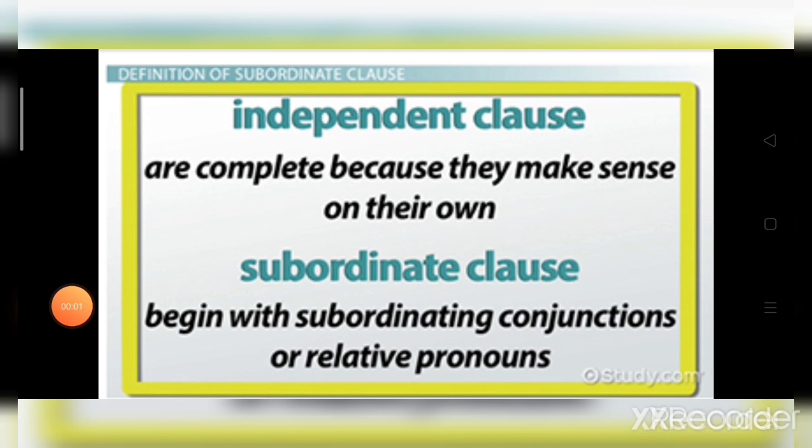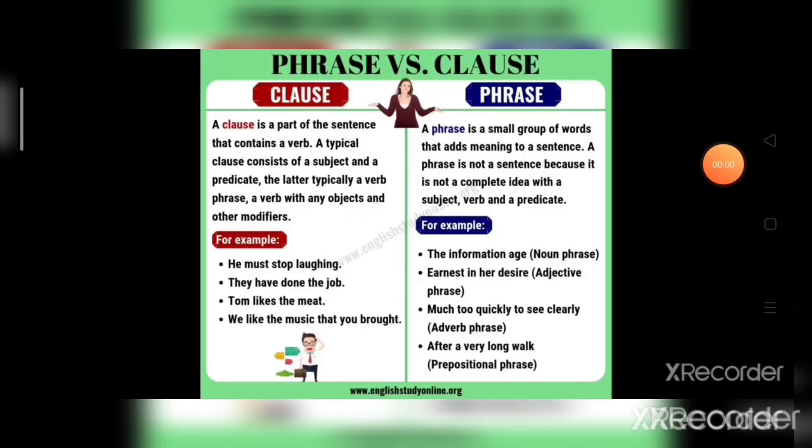Independent clauses are complete because they make sense on their own. Subordinate or dependent clauses begin with subordinating conjunctions or relative pronouns. Students, here I want to show you the difference between a clause and a phrase. As I have already told you, a clause is a part of a sentence that contains a verb. That means it contains a subject and also a predicate. For example, he must stop laughing.